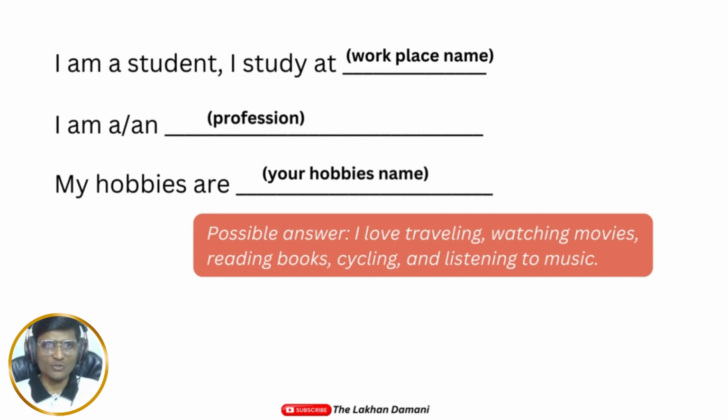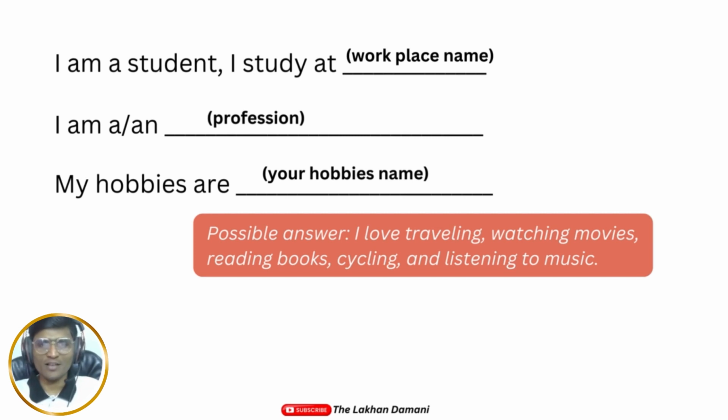I am a student. I study at the name of a place, workplace, or the school, the name of the school. I am a student. I study at college, the name of the college, and this. I am a student. I study at high school, right? I am an engineer, right? I am a doctor. I am a freelancer. Any one of them you can use.